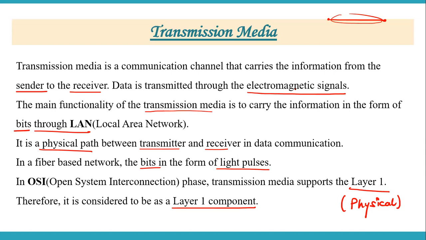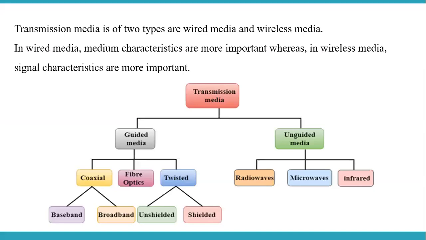ठीक है, so क्या चीजें आपको ध्यान रखनी हैं? जैसे communication channel that carries information from sender to receiver. It is basically used for transmitting the data through electromagnetic signals. It is a physical path between transmitter and receiver, and it is a layer 1 component, that is physical layer component. तो ट्रांसमिशन मीडिया आपकी दो टाइप्स की होती है, एक होती है गाइडेड मीडिया, एक होती है अनगाइडेड मीडिया.